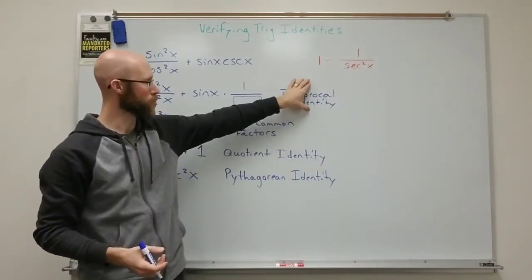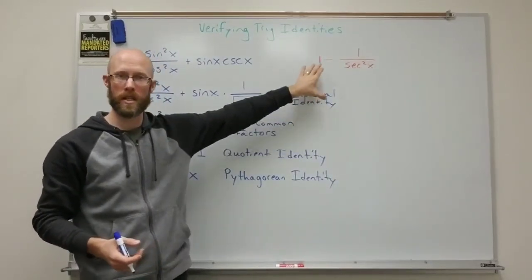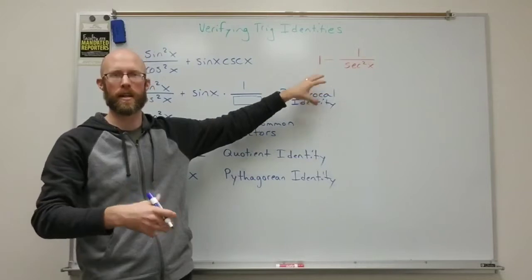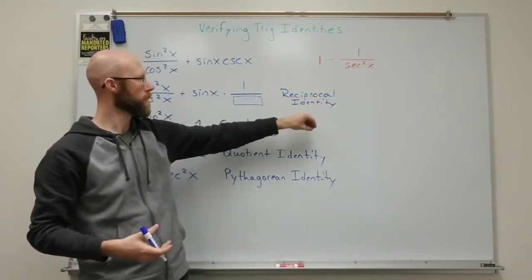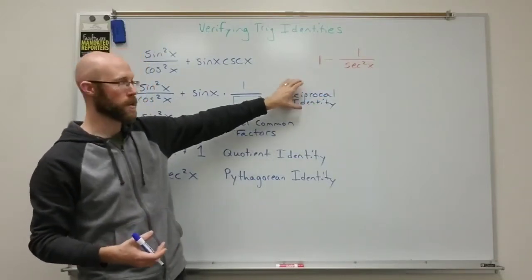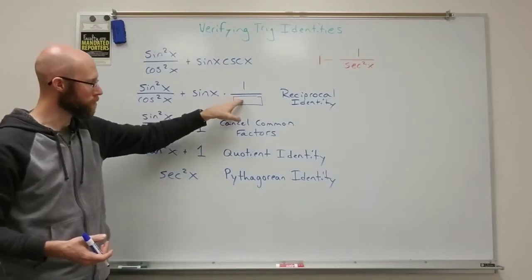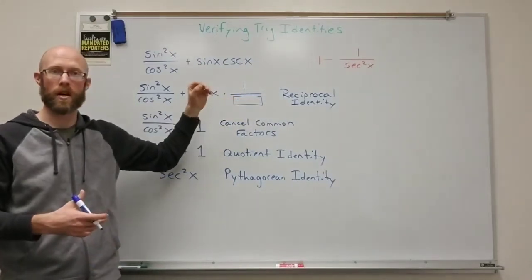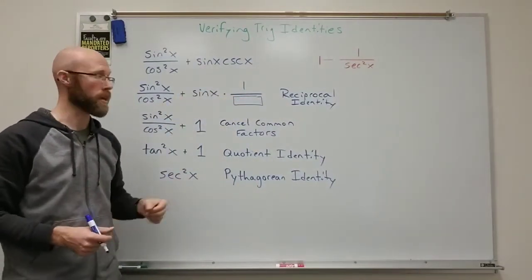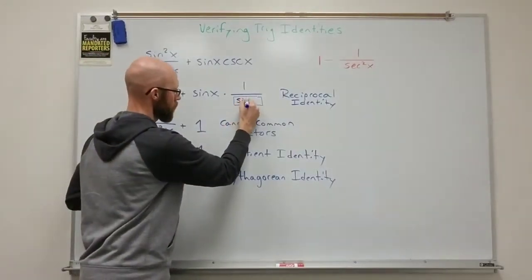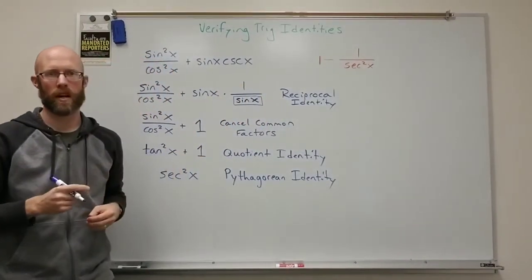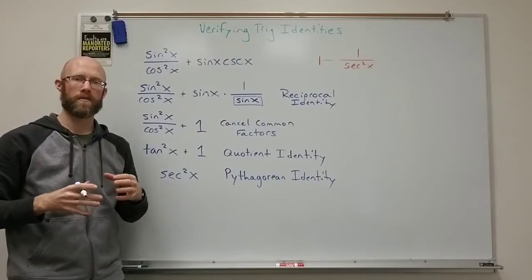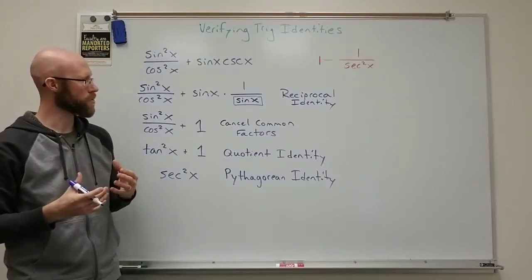And so you would have a drop box over here with a list of identities. You might say Pythagorean identity, reciprocal identity, quotient identity. And you pick reciprocal identity because that's what you're using, and then you have to fill in the box with what is needed to make that take place. So you would fill in the box with sine of x, okay?